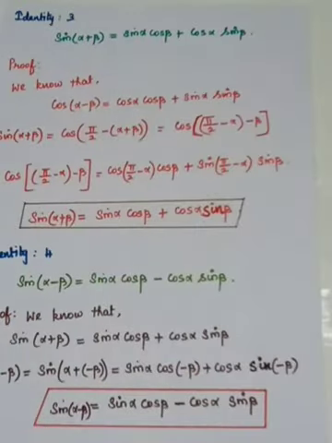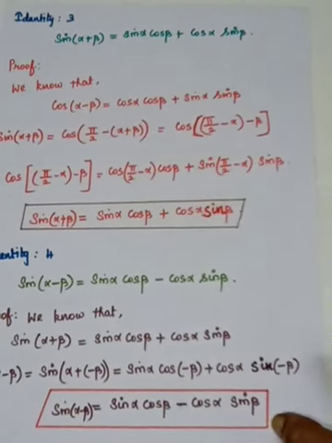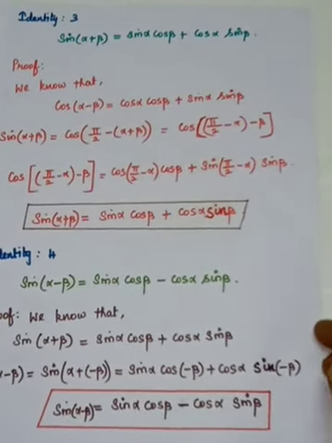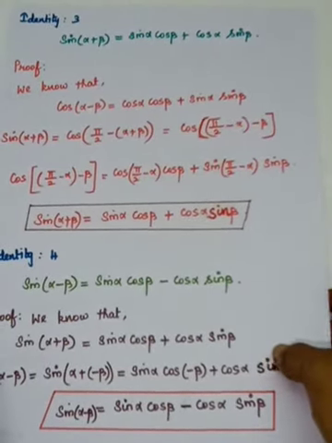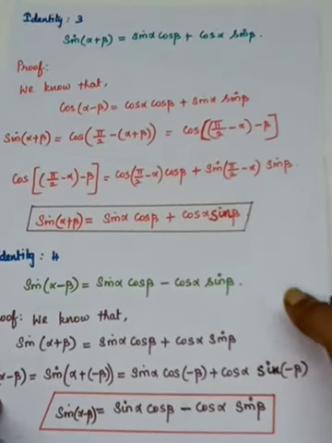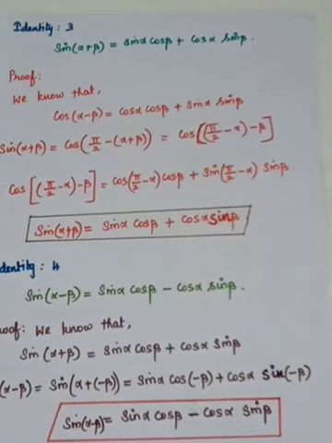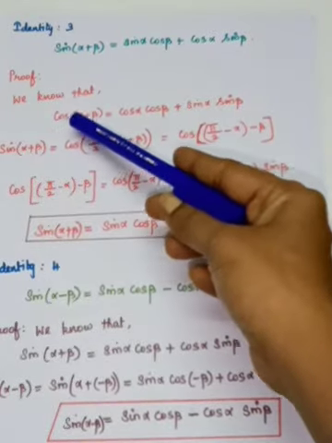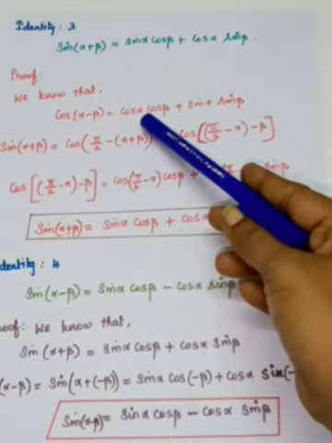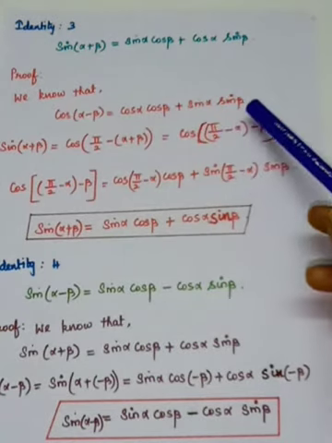In the same way, we'll go to the third identity. It is sin of alpha plus beta equals sin alpha cos beta plus cos alpha sin beta. See the terms: they have changed, and sin and cos are involved. So you know the identity: cos of alpha minus beta is cos alpha cos beta plus sin alpha sin beta.